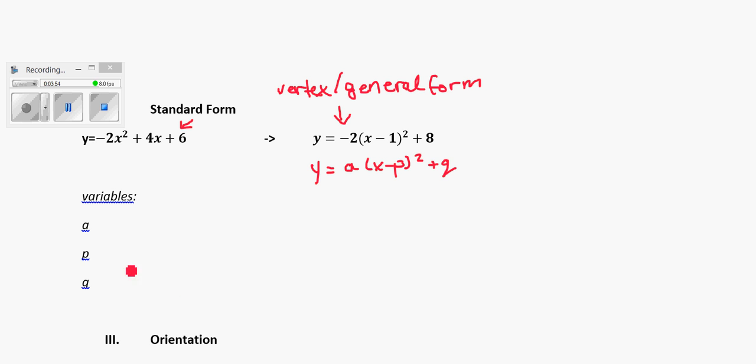So in our case here, we've got a is equal to -2, p is equal to 1, and q is equal to 8. Notice that p in the equation is actually a negative p, so be really, really careful that you don't say in this case that p equals -1, because that negative sign is part of the equation. So p is actually the opposite as far as positive negative signs as you would think. So because it's x minus p, p is actually just the 1.